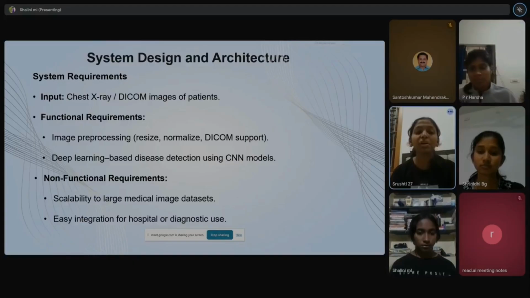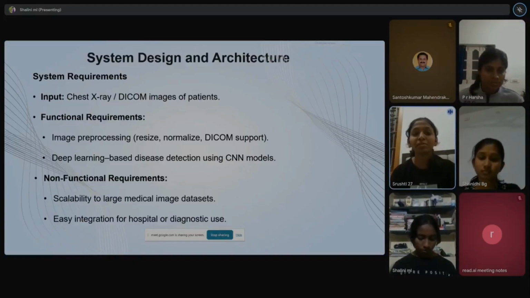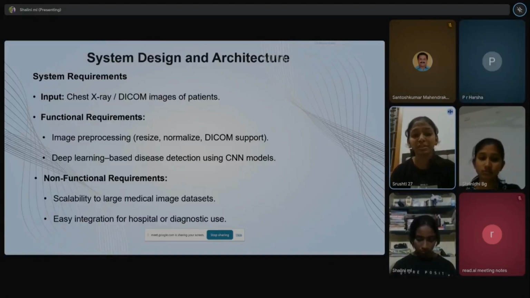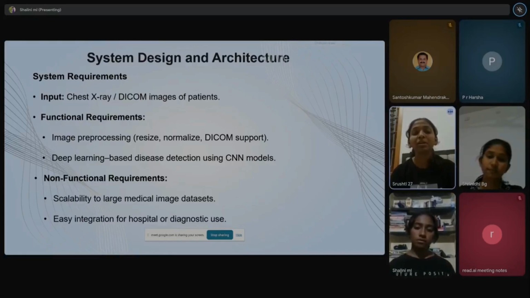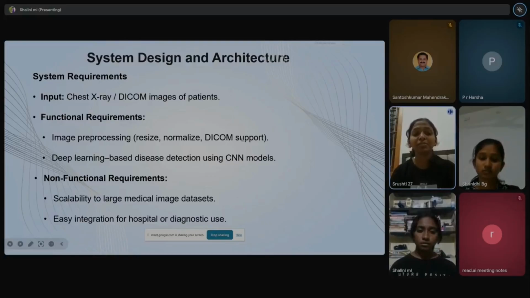Functional requirements: image pre-processing, which includes resizing and normalization, and DICOM support, which helps with the image pre-processing, and deep learning based disease detection using CNN models. CNN is a convolutional neural network, a type of deep learning model which helps analyze data like audio, video, text and images. Non-functional requirements are scalability to large medical image datasets and easy integration for hospital or diagnostic users.